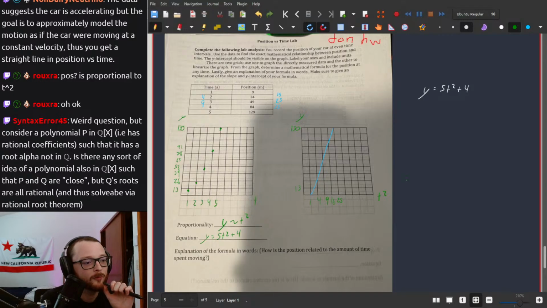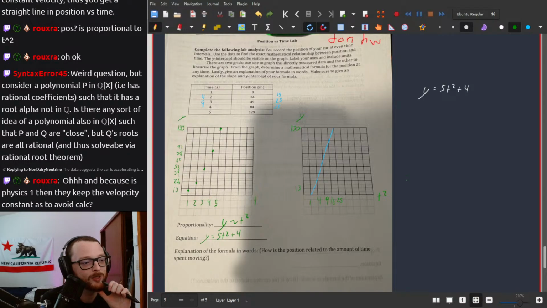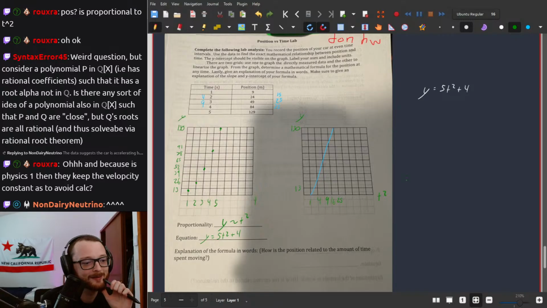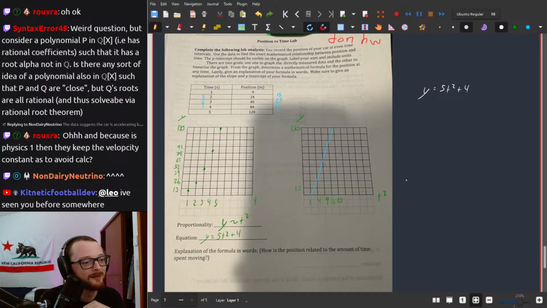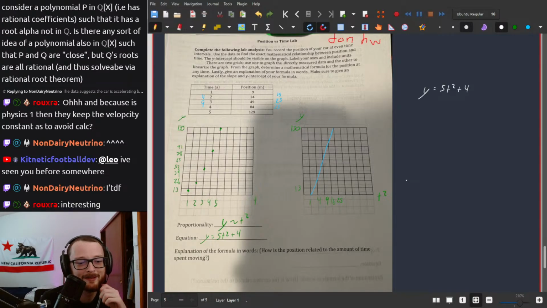So this car is accelerating. The goal is to approximately model the motion as if the car is moving at a constant velocity. Let's get a straight line of position versus time. That's what I thought at first, but I don't think we're even doing that. Like, I thought we were doing a linear regression, but I don't think we are. I don't know. Explanation of the formula in words.